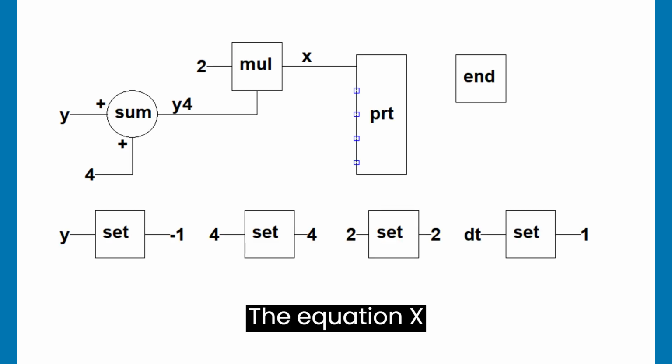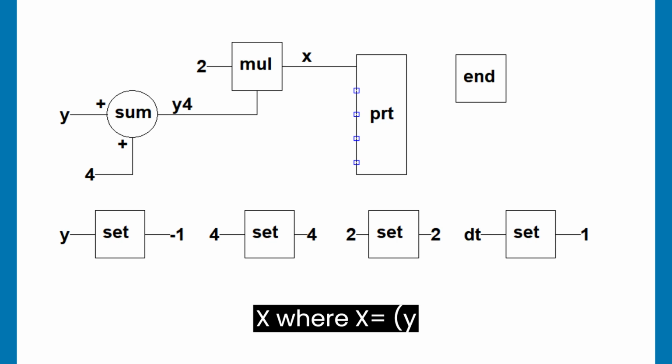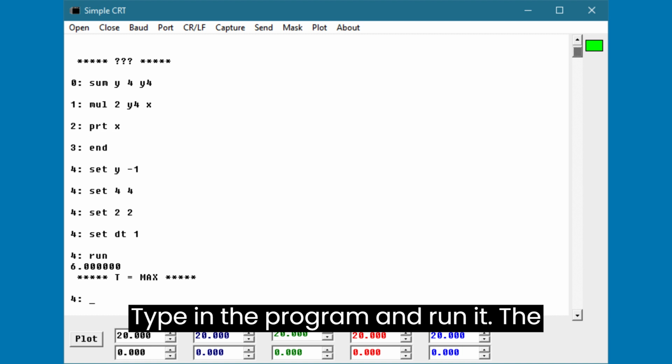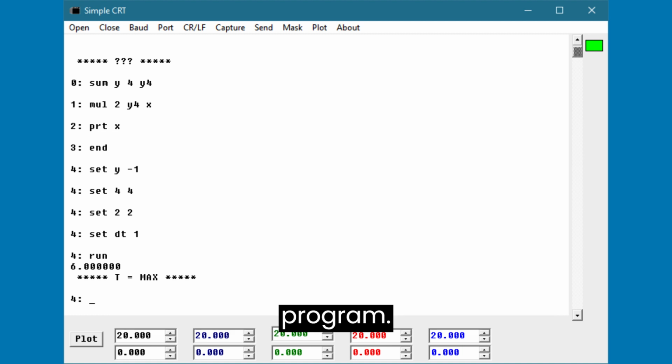The equation x divided by 2 minus 4 equals y is arranged to solve for x, where x equals y plus 4 times 2. Setting y to -1 solves x for this single point. Type in the program and run it. The answer is also 6, as with the addition program.